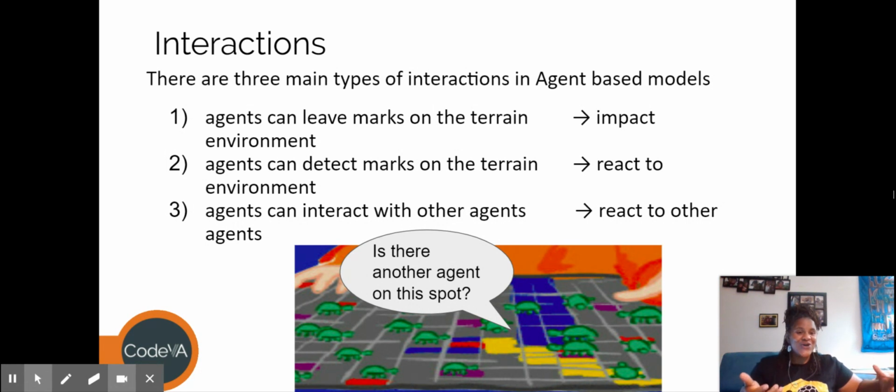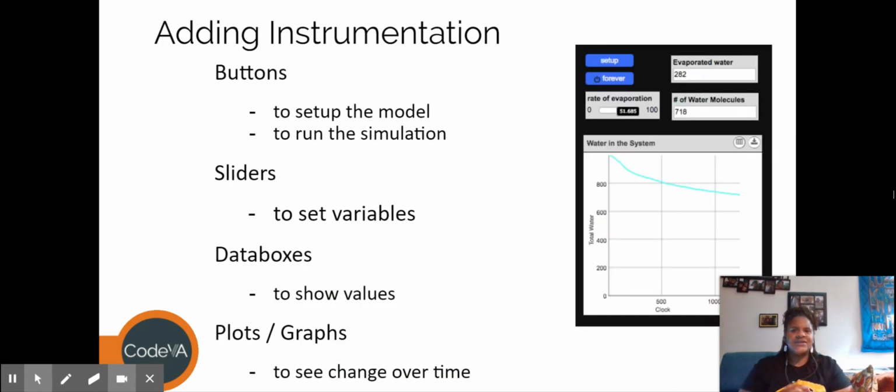To figure out when that actually happens, they're using different types of instrumentation. These buttons that they're using are setting up the different model and running the simulations. Some of the important items that we can switch are setting the different variables. There are all sorts of variables that we will have, whether it's the sick people, the healthy people, or the amount of pollution, let's say, in the water, and how fish react. Do they eat it? Do they swim away? Do they die?